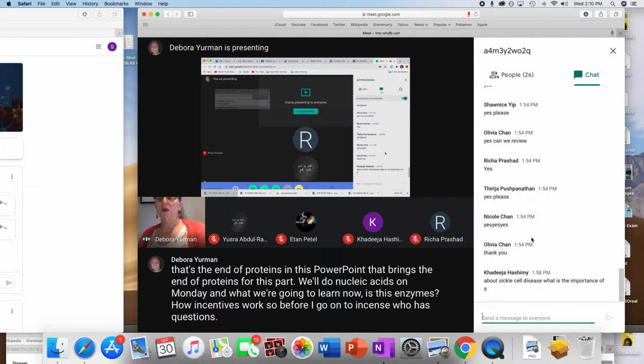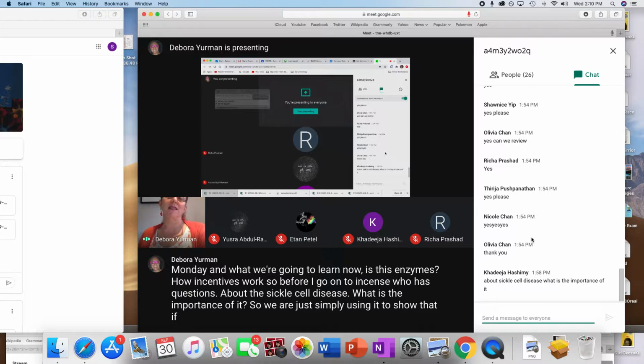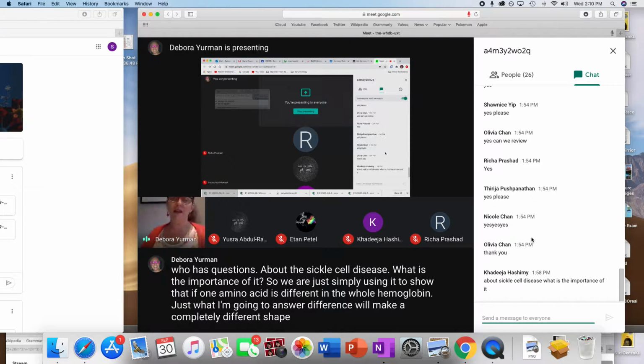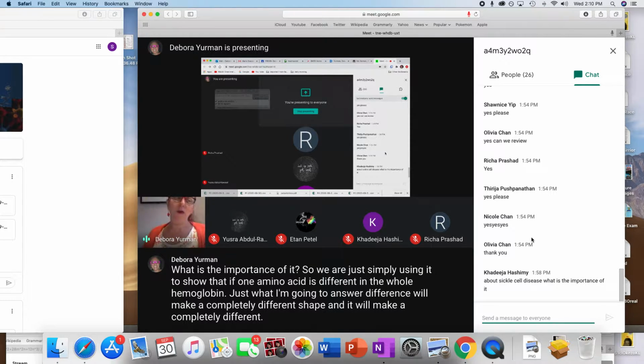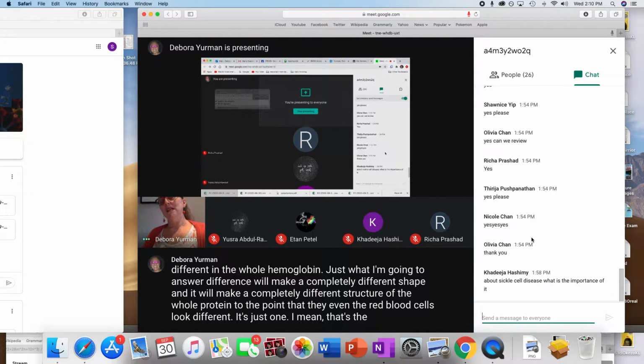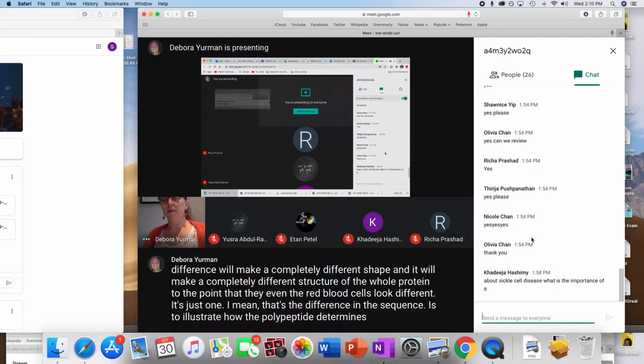About the sickle cell disease, what is the importance of it? We are simply using it to show that if one amino acid is different in the whole hemoglobin, just one amino acid difference will make a completely different shape, and a completely different structure of the whole protein, to the point that even the red blood cells look different. So it's just one amino acid difference in the sequence. It's to illustrate how the polypeptide determines everything else.